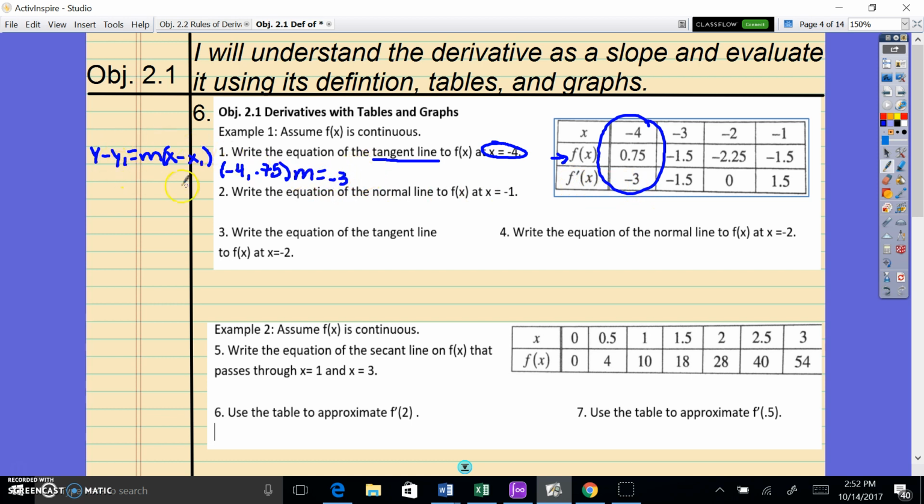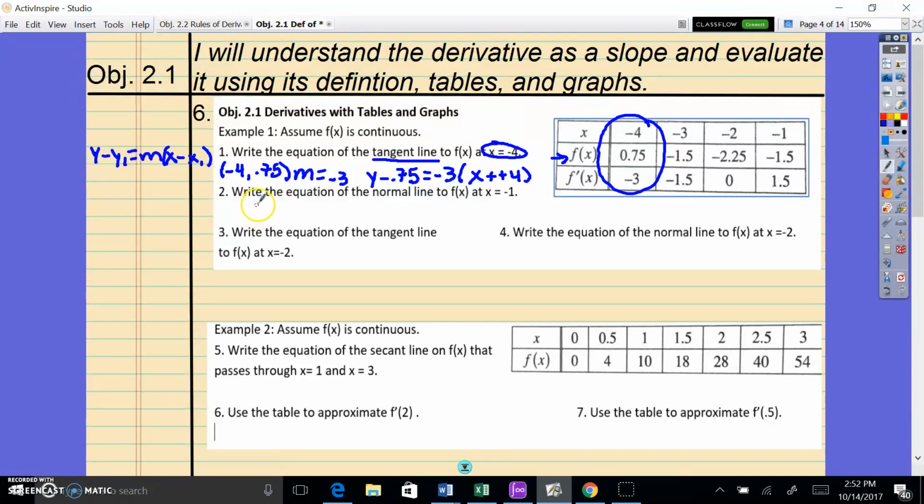So I'm ready to go. I can use my point slope form. y minus 0.75 will equal -3, and that will be times x minus -4, which of course becomes positive. I do not have to solve for y, so that's it.